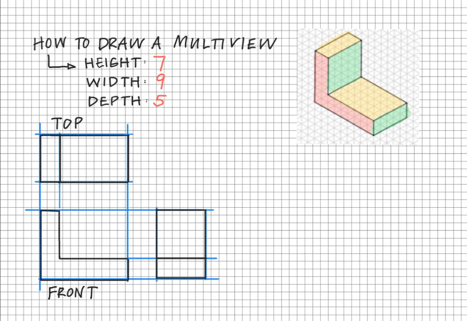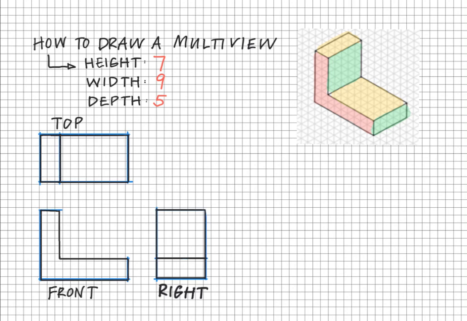So once you have that information planned out and you have your front, top, and right side views completed, you can go in and lightly erase your construction lines. You're going to still see a few remnants of mine here. And that's your completed multi-view.